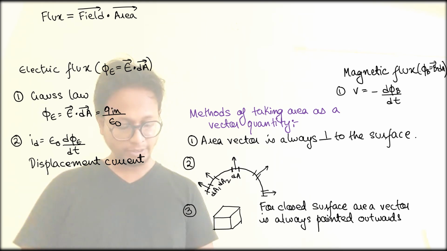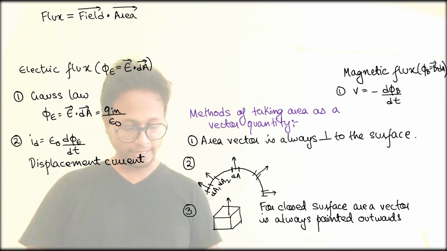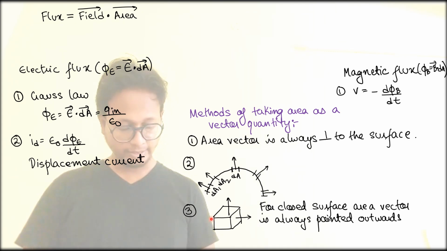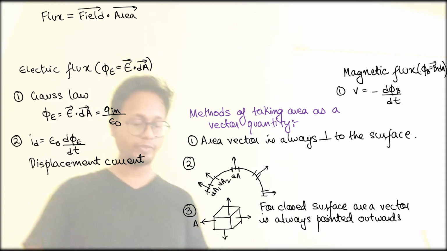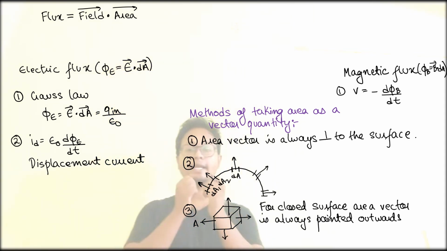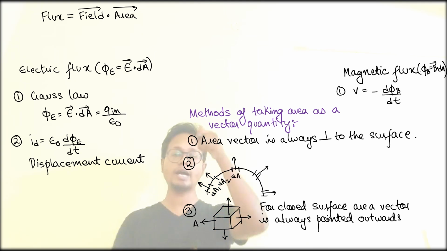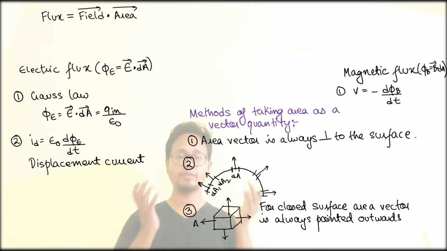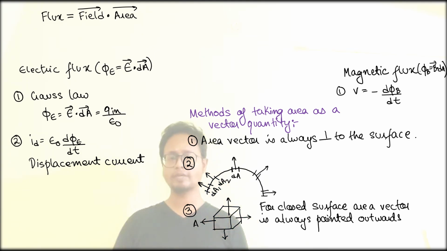Understood? That means the top area vector would be outward. Okay, this side area vector would be towards right. It cannot be towards left. This side area vector would be towards this direction. Understood? This area vector would be bottom. So for a closed surface, the area vector should always be pointing outward from the surface. This much you have understood.